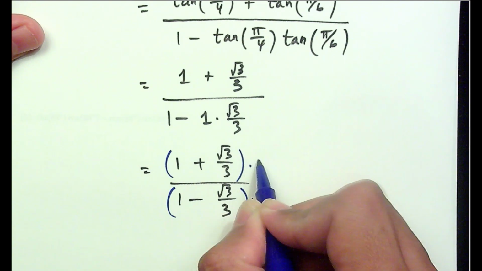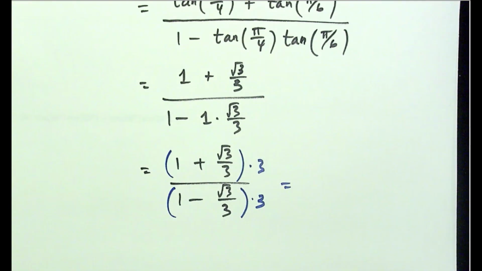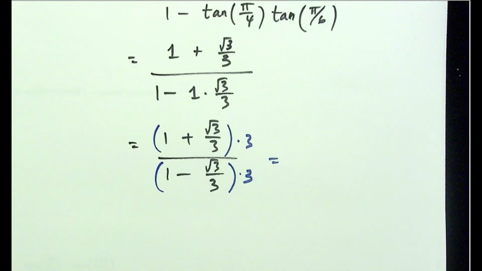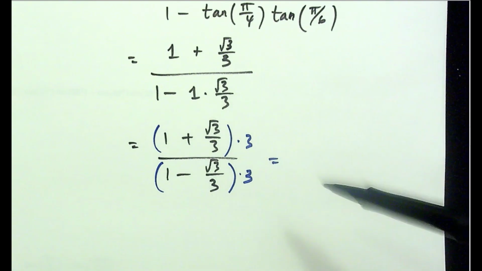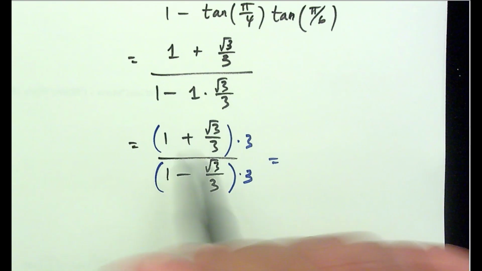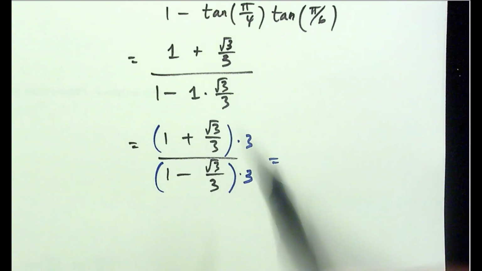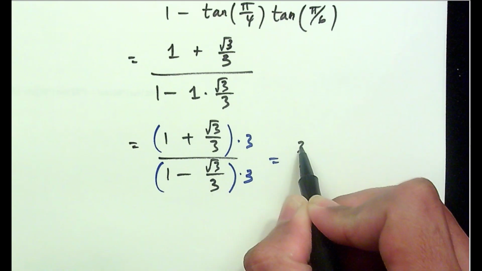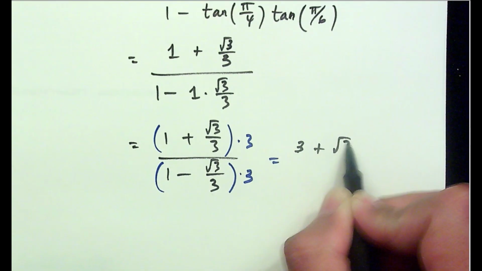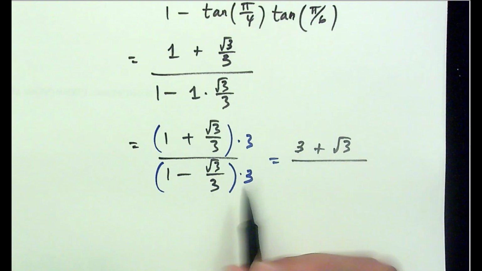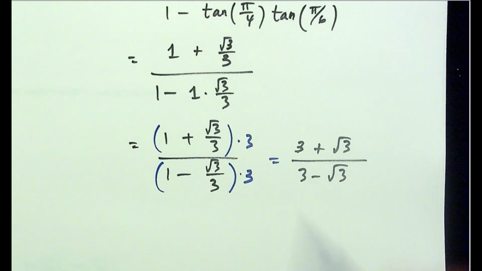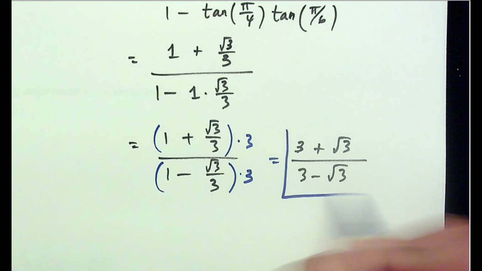that 3. Remember, that's a trick you learn in college algebra. To simplify a complex fraction like this one, we have fractions over fractions. You just multiply by the LCD of the little denominators that you see. I only see one little denominator, 3, so I multiply by 3 top and bottom. When you distribute this one here, you would get 3 plus square root of 3, all that over, distribute here, you would get 3 minus square root of 3. And that's the end.